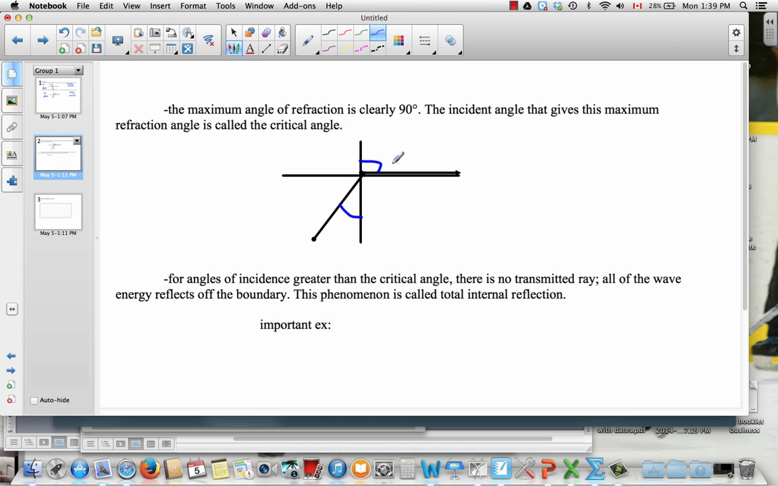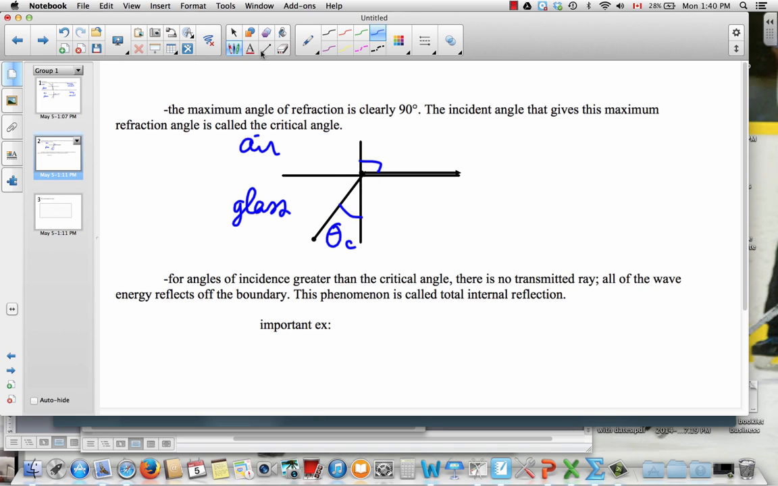So right now it's 90 degrees. This is in the less dense medium, air. This is in the more dense medium, glass. And this is the critical angle. And if we increase any more the angle of incidence, this ray will totally disappear. And then all of the wave energy will be reflected.